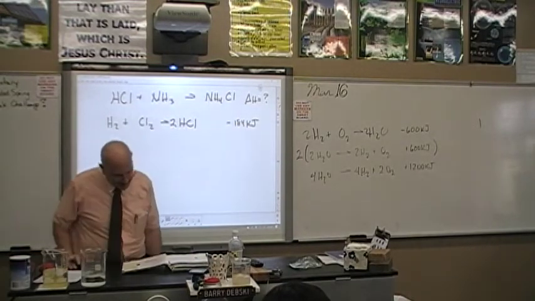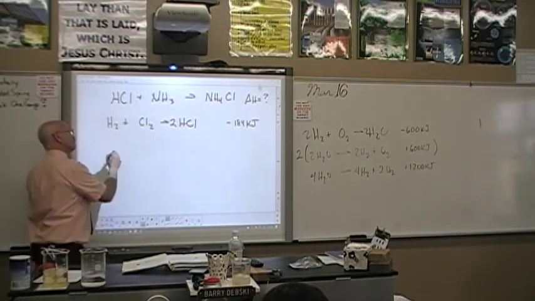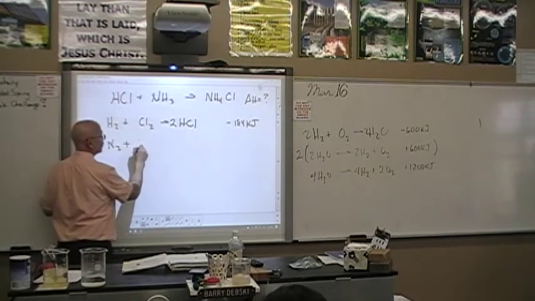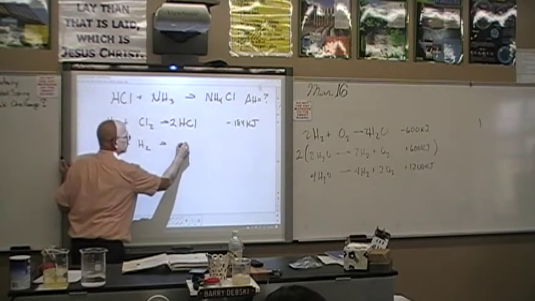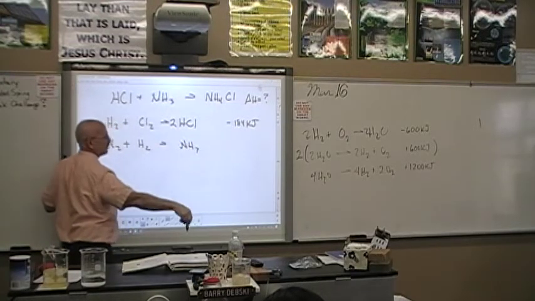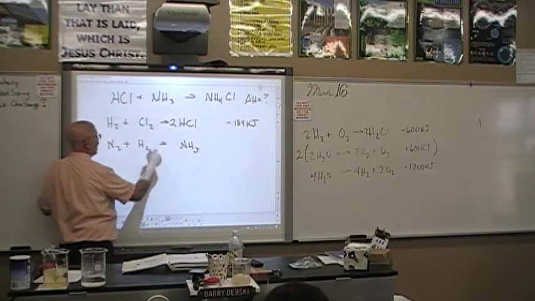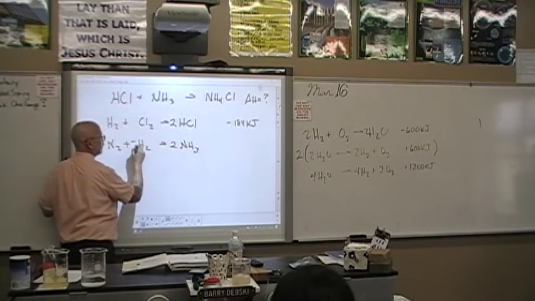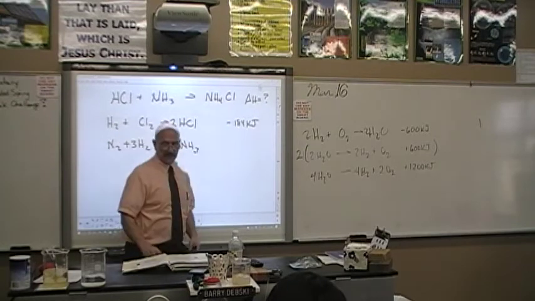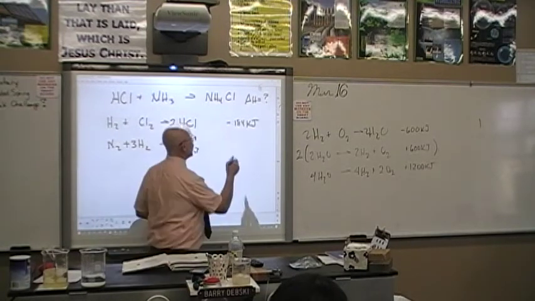The second one is the synthesis of ammonia: N2, H2, and NH3. They usually give us these balanced already, but if you want some practice, you can. I need 2 nitrogens, and then I need 3 hydrogens. And so the delta H for this one is negative 92.